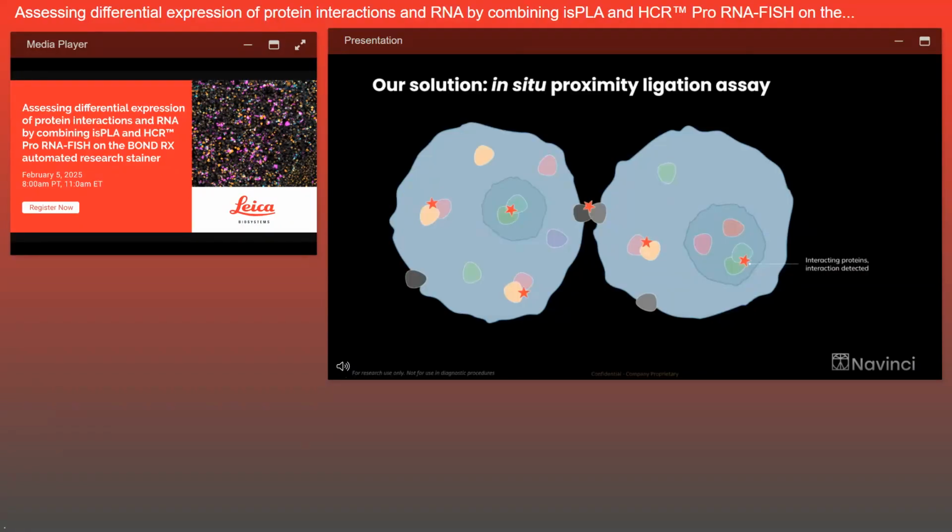So our solution to this is the in situ proximity ligation assay. If we take these two cells here on the screen, imagine that we've zoomed in on a tissue sample. You can see proteins throughout these two cells in the colored shapes, but also you can see proteins on the membranes of these cells. And here we are identifying those interactions with the red stars. And these are the interactions that the in situ proximity ligation assay can capture. So that's within subcellular compartments of cells and also between cells, as our resolution is around 40 nanometers or less.